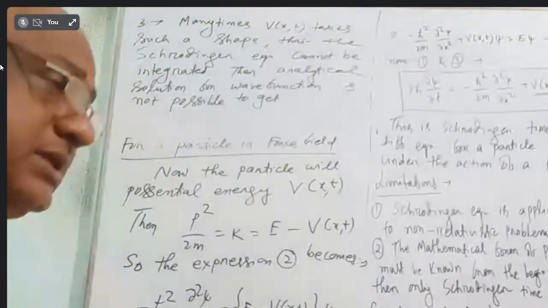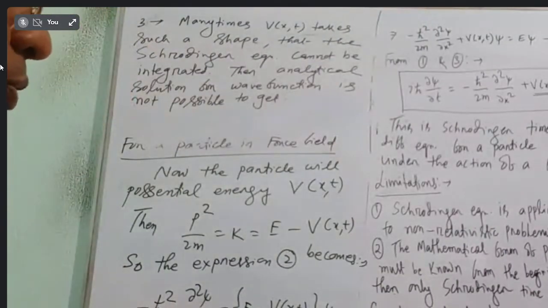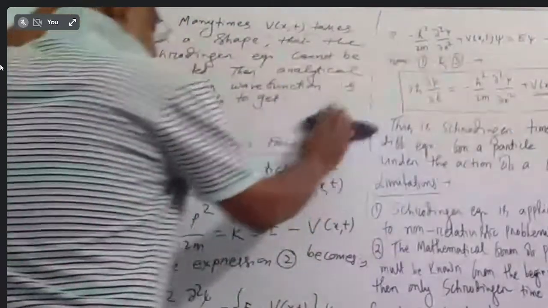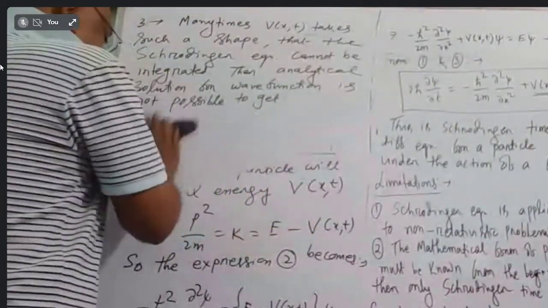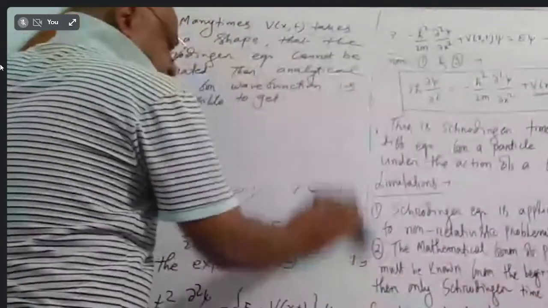Then what is interesting is, you will see that if the potential energy is not dependent on time, the time part solution can easily be obtained. And for the space part, you have to solve a differential equation which is not partial, but an ordinary differential equation. That is what we call the Schrodinger time independent equation. So we are heading towards the time independent equation.